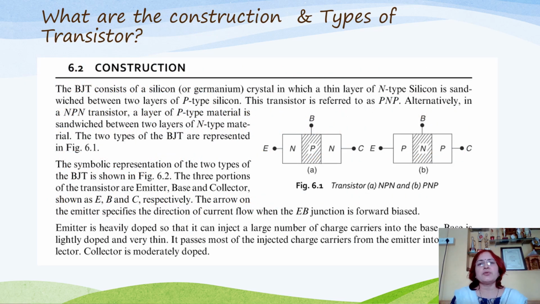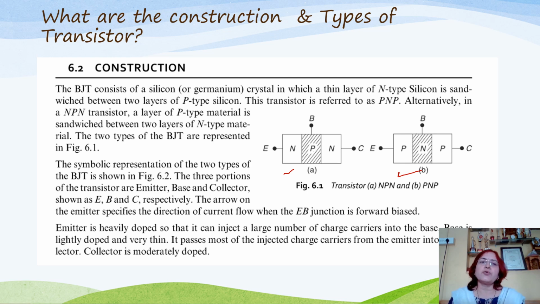Now we are going to see the construction and types of transistor. So you can see here in figure A, there is a construction of NPN transistor and in figure B, the construction of PNP transistor is given. So what is meant by NPN transistor? In NPN transistor, a thin layer of P-type material is sandwiched between two layers of N-type material. Similarly, in PNP transistor, a thin layer of N-type material is sandwiched between two layers of P-type material.